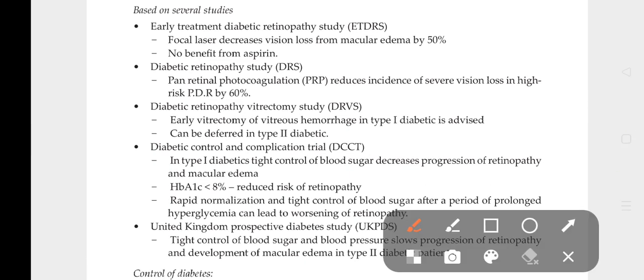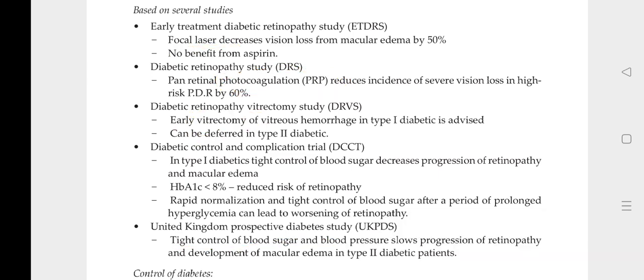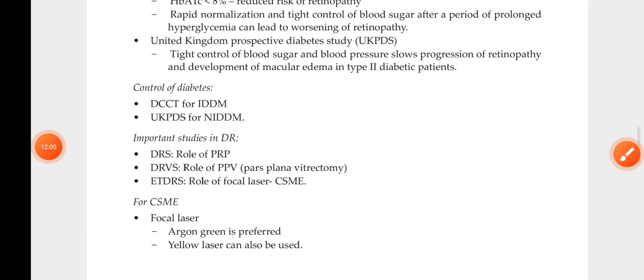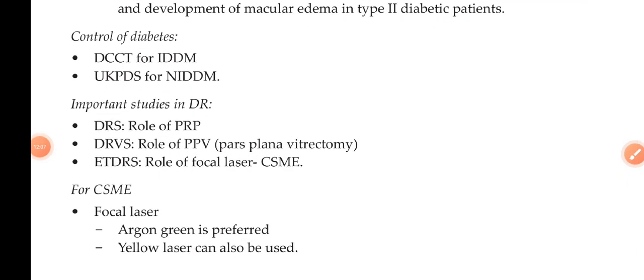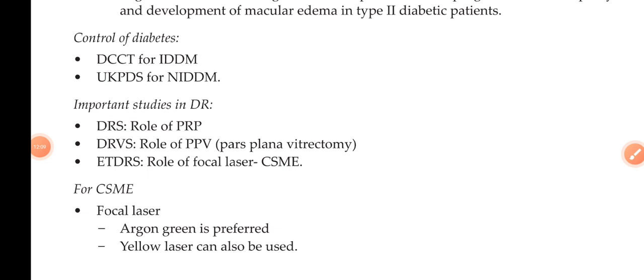One is focal lasers are used, pan-retinal photocoagulation is used, vitrectomy is used. Okay, and sudden blood sugar control should be avoided so as to prevent worsening of this retinopathy. Okay, and tight control of blood sugar and blood pressure should be taken care of. Okay, control of diabetes: DCCT for IDDM and UKPDS for non-insulin dependent diabetes mellitus. Okay, that is insulin dependent and non-insulin dependent.